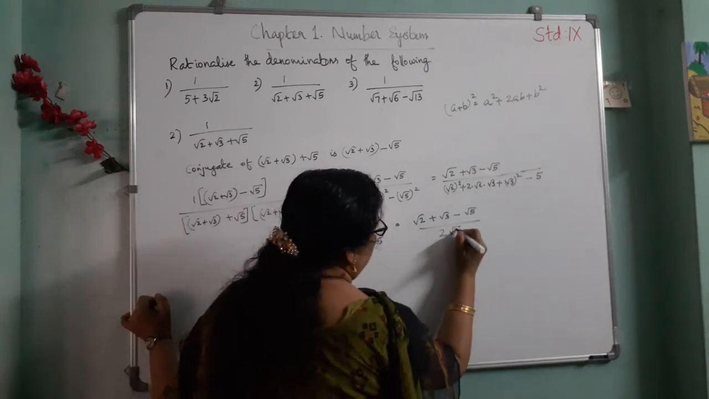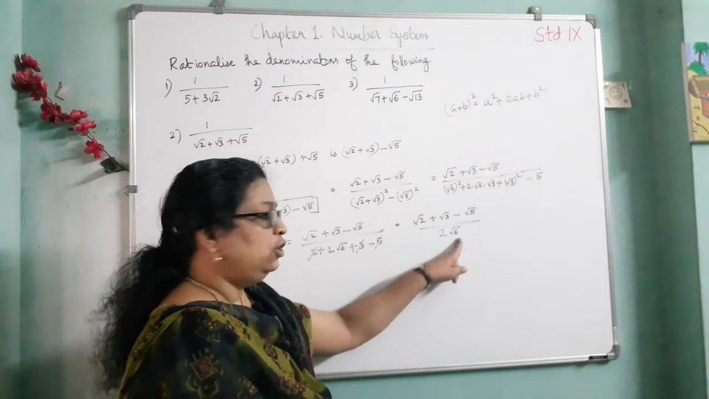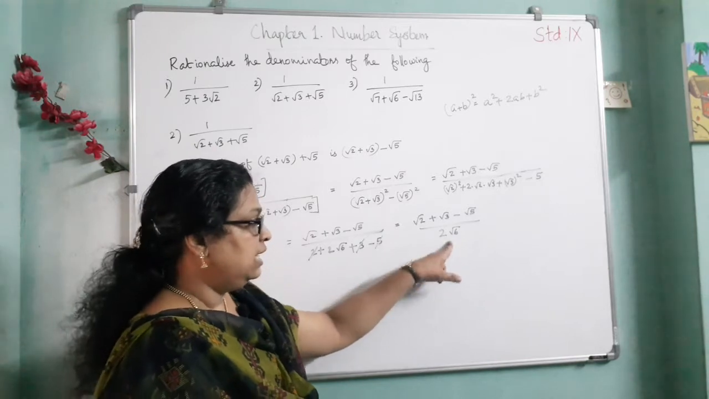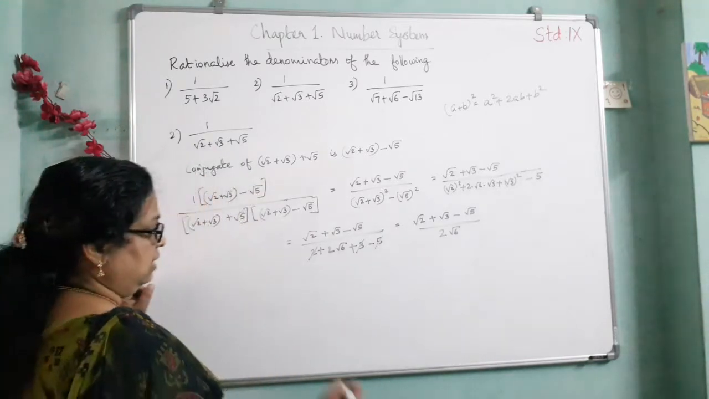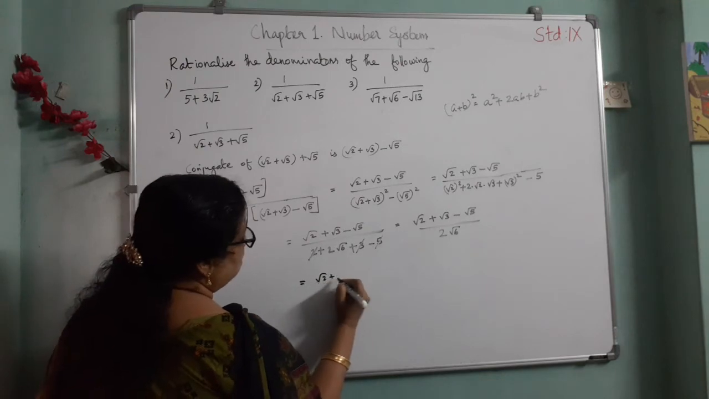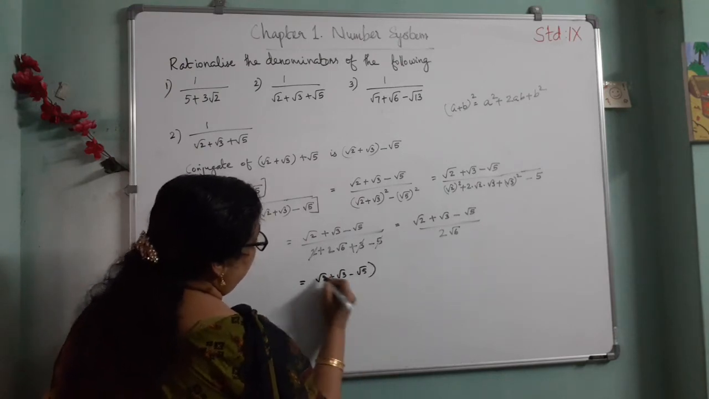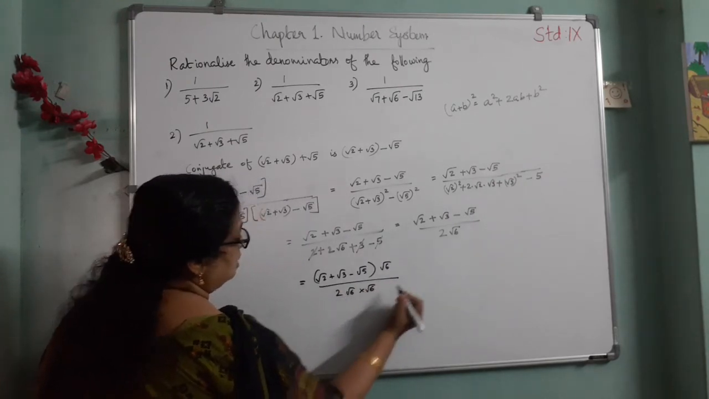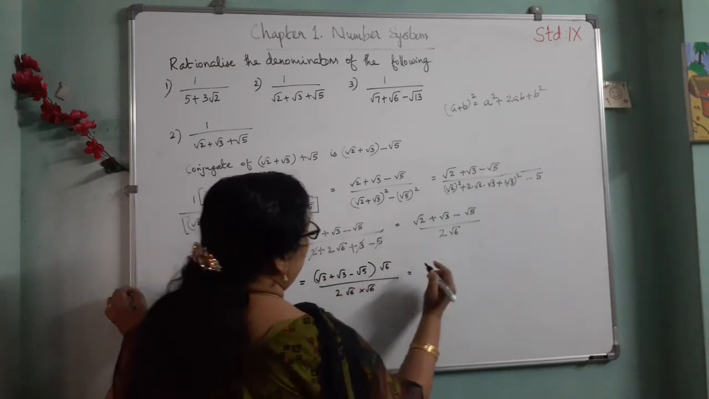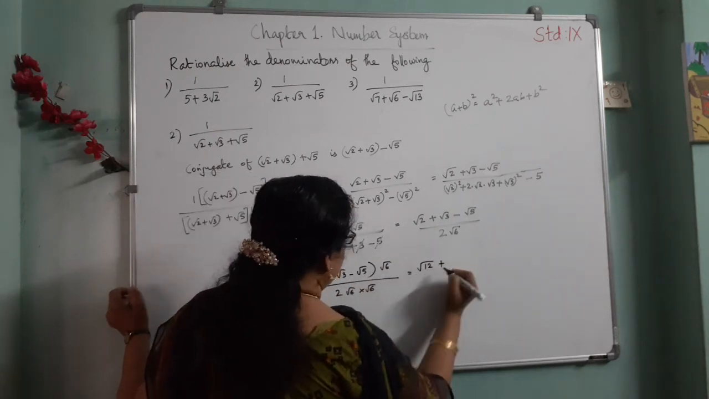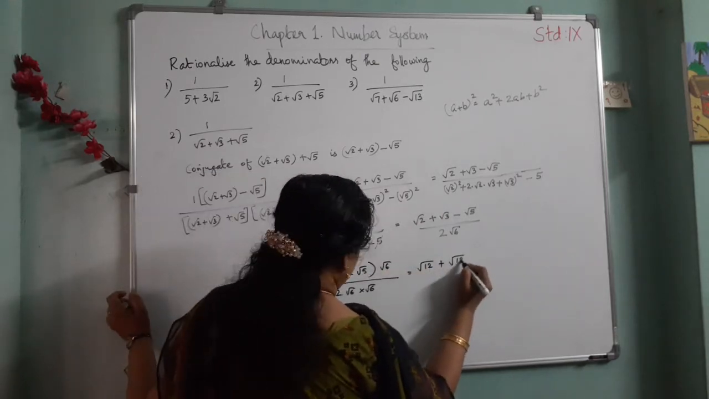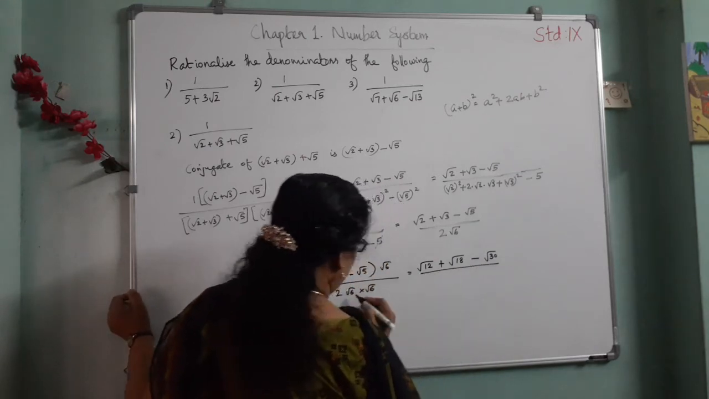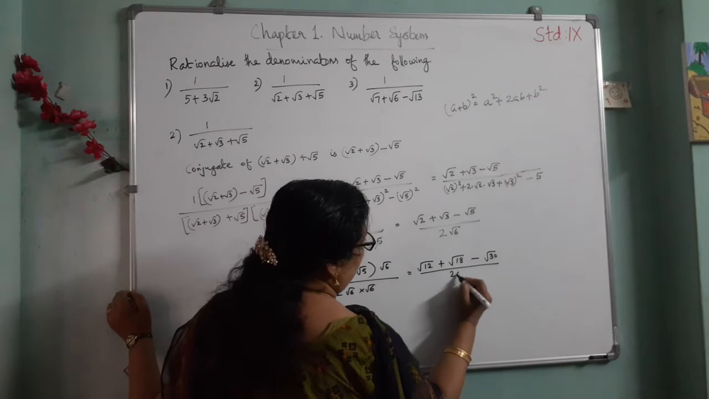So 2 root 6. Now the denominator 2 root 6 also contains root 6, a radical, so again we want to rationalize here. The rationalizing factor is root 6. Then equal to root 2 plus root 3 minus root 5 into root 6 divided by 2 root 6 into root 6, which is equal to root 6 into root 2, that is root 12, plus root 3 into root 6, root 18, minus root 5 into root 6, root 30, the whole divided by 2 into root 6 into root 6, 6, 2 into 6.